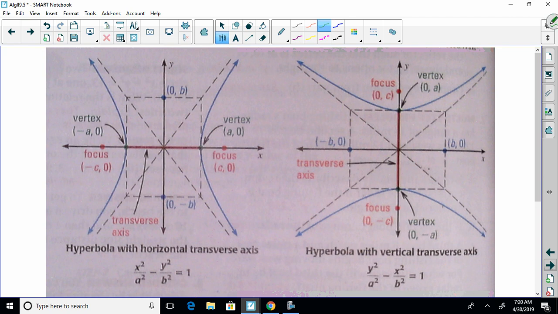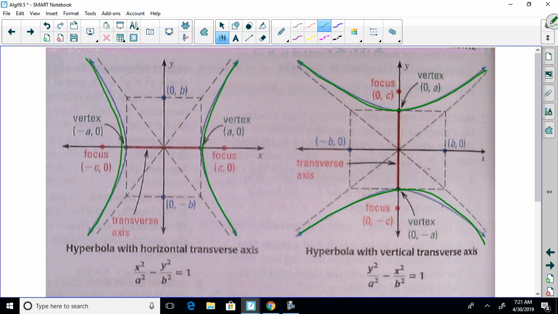Of course, hyperbolas can go sideways, as you see here on the left, or hyperbolas can go up and down, as you see me highlighting here on the right. Remember when we first introduced the conics, a hyperbola kind of looks like two parabolas. It isn't, but that's what it looks like.